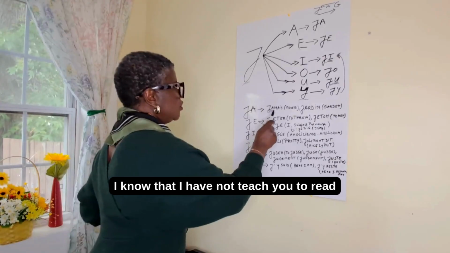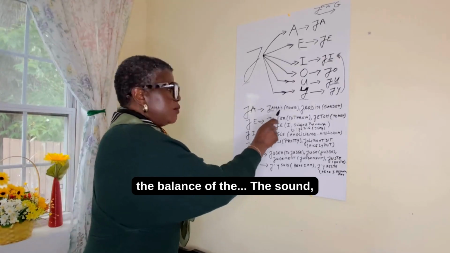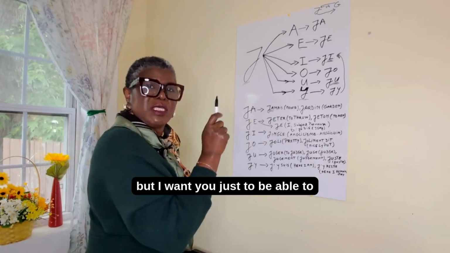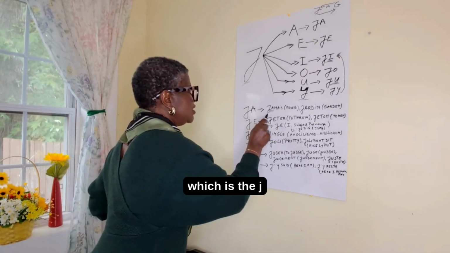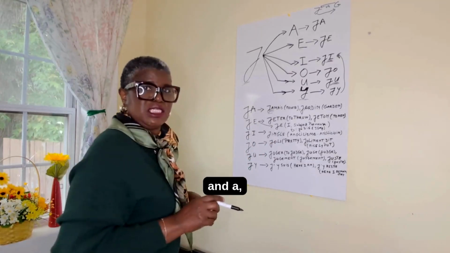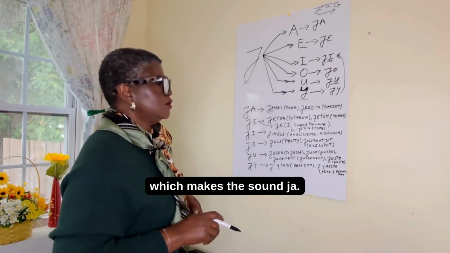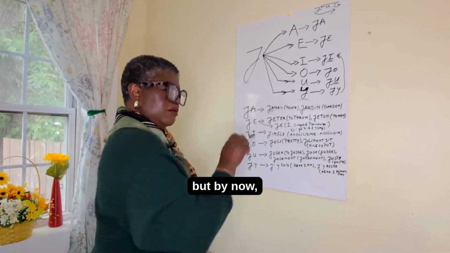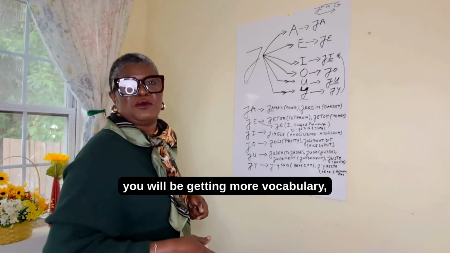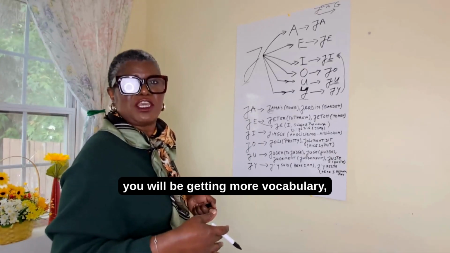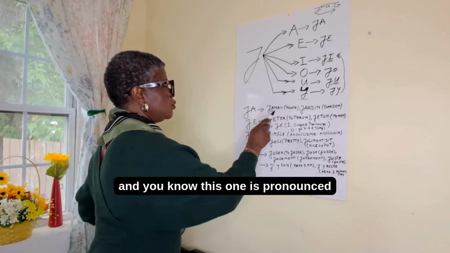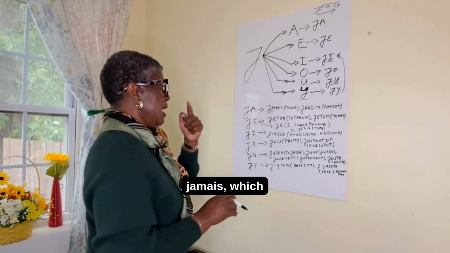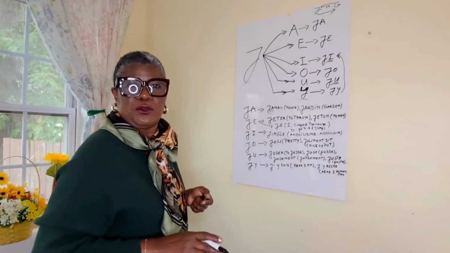So, I know that I have not taught you to read the whole range of sounds, but I want you to be able to identify the lesson today, which is the J and A, which makes the sound ja. So your sound ja is here, but by now you will be getting more vocabulary, and you know this one is pronounced jamais, which means never.